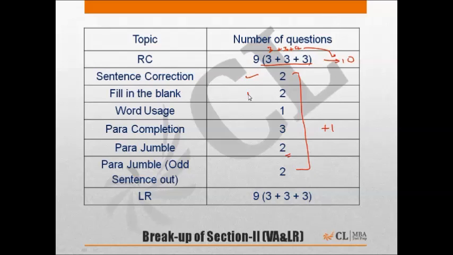because again a standard CAT pattern would mean 2 sentence correction, 2 fill in the blanks, 1 word usage, 3 para completion and 3 parajumbles, but that's fine, it's hardly any change and we can go ahead with this kind of a pattern. In terms of degree of difficulty, I would say closer to CAT. LR was possibly a little more difficult than CAT 2012, but maybe similar level of difficulty as CAT 2011. Okay. Let's go to the questions.